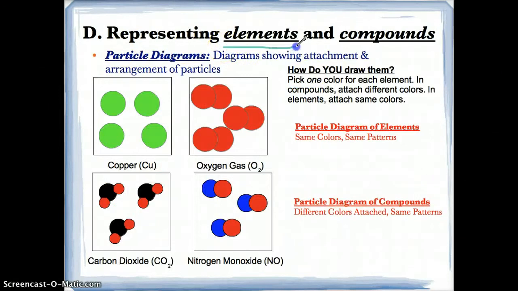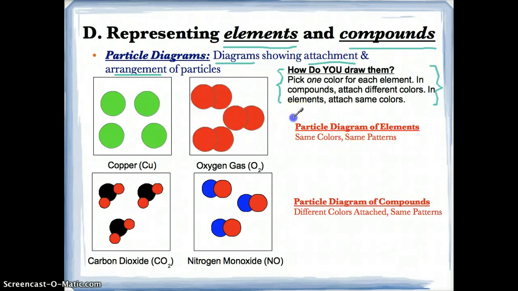Now let's talk about how to represent elements and compounds. I've been mentioning particle diagrams a lot. The way I can define this is as follows. Particle diagrams simply just mean diagrams that show how particles are attached and arranged in a box. That's all it is. A diagram showing how particles are attached and arranged. All right, how do you draw them? Well, let's go through these one by one.